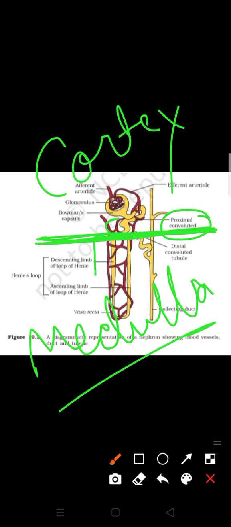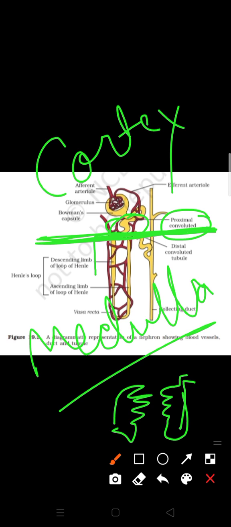Okay, what is PCT? PCT is made up of brush bordered cuboidal epithelium with numerous microvilli. Now inside the PCT too there are cells which have microvilli. What is the function of microvilli? They increase the surface area for absorption. So the main function of PCT is absorption. That's why it is lined by brush bordered cuboidal epithelium having numerous microvilli. Selective absorption takes place: sodium, calcium, glucose, amino acids all get absorbed in the PCT part.